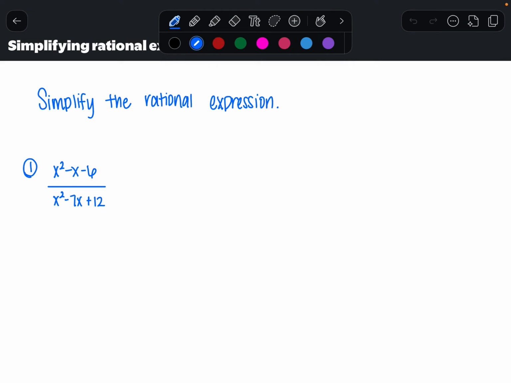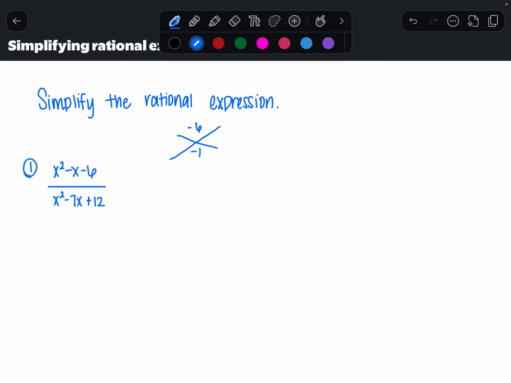Hello everyone, this video is going to cover simplifying rational expressions. We typically do this by factoring. We'll factor the numerator and we'll factor the denominator, and we'll see if we have any common factors that we can cancel out. So if we factor the top, we're looking for numbers that multiply to -6, but at the same time add to -1.